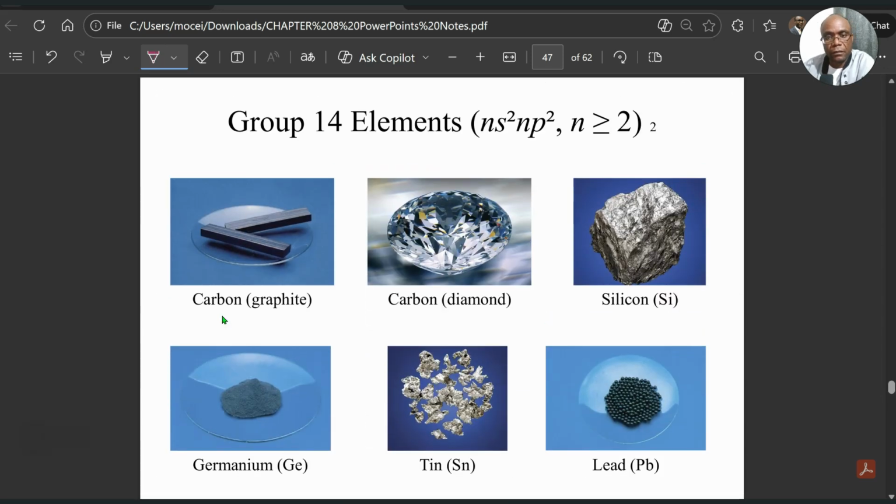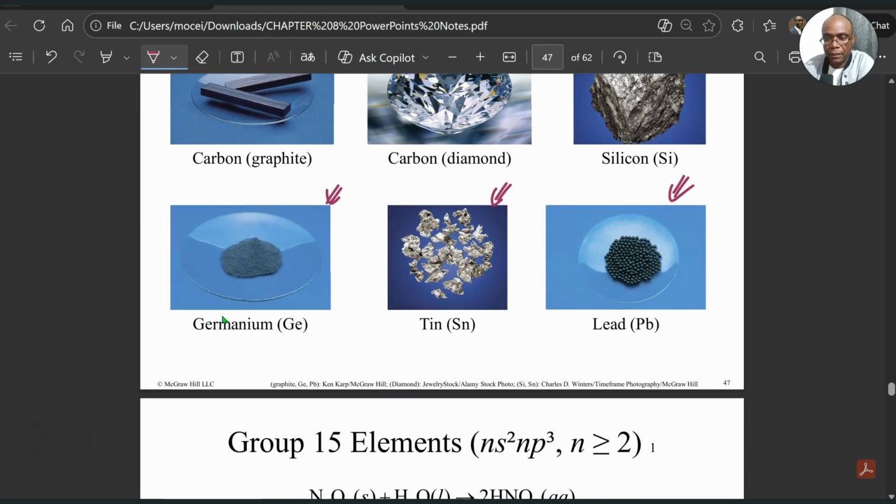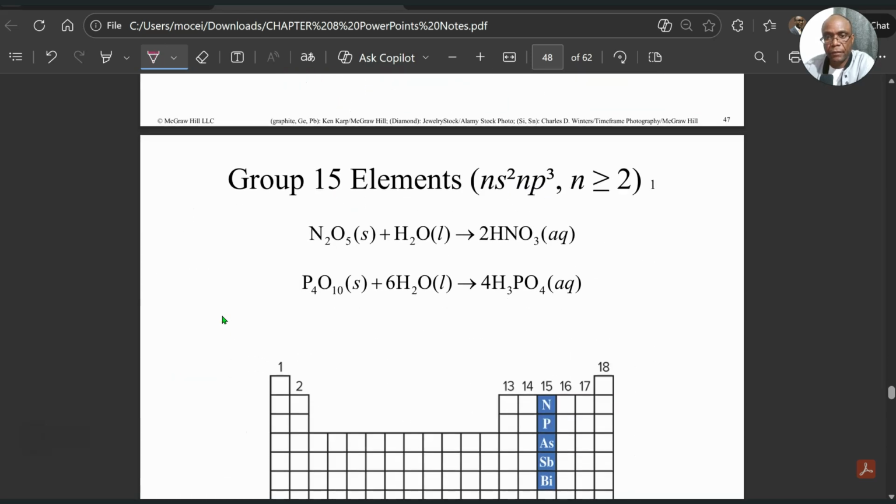Okay, carbon looks like this. You've seen charcoal or coal before. This is diamond. I don't know if you've ever seen diamond. I've seen enough of it. And then this is silicon, what they use in Silicon Valley to make electronics. You have germanium, you have tin, and then you have lead that is used in so many things, including batteries.